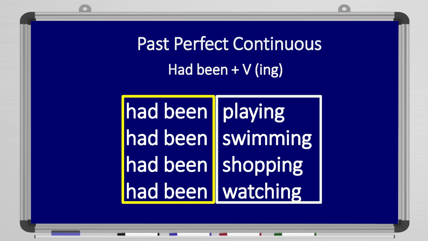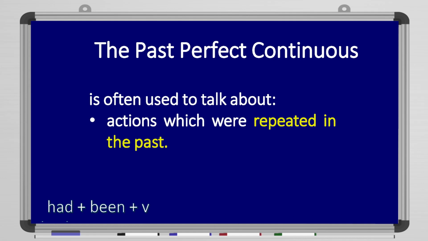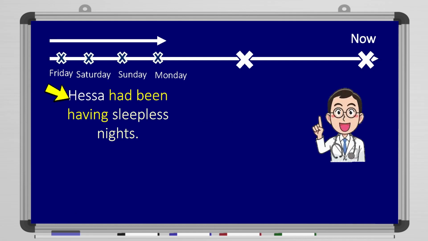I had been playing, they had been swimming, they had been shopping, she had been watching. Very easy. Now, we also use the past perfect continuous to talk about actions which are repeated in the past, or which were repeated in the past, and we form them by adding had been plus verb in ing. For example, Friday till Monday, Hassa had been having sleepless nights. So this is a process. It took time from Friday to Monday. So from Friday to Monday, Hassa had some trouble sleeping. She had been having sleepless nights.